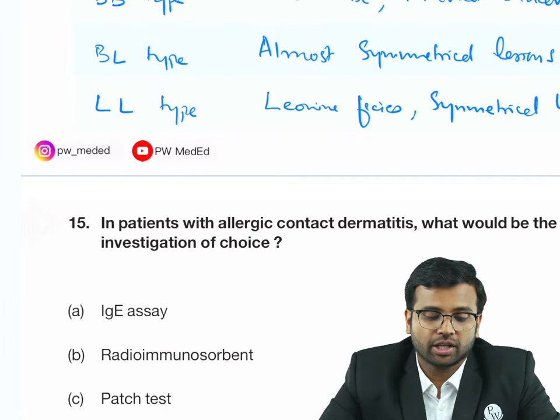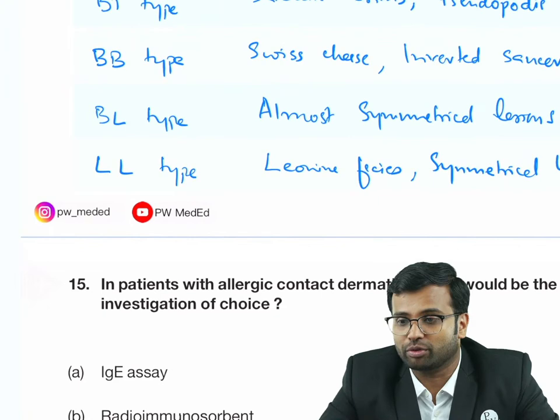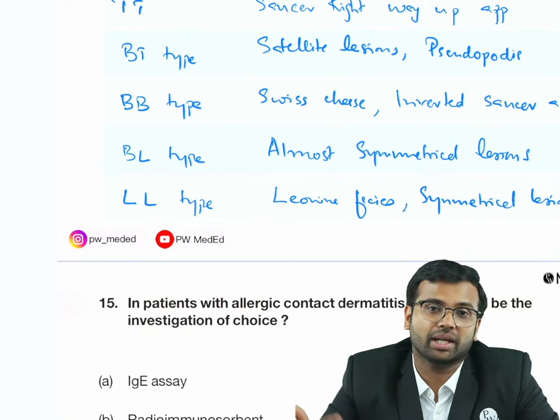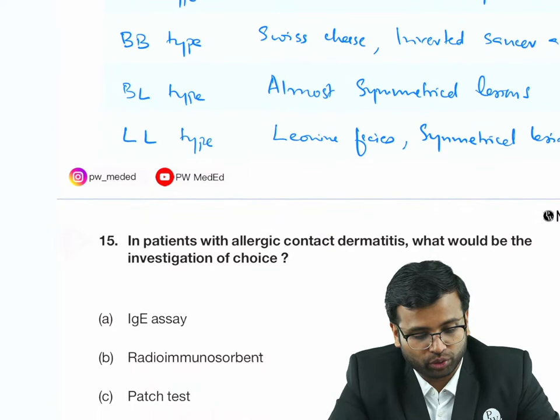So please remember, it's a very important slide, because they always may ask you to identify the type of leprosy based on the lesions. So please make sure that you revise this properly before you go for your exams. Okay. So that is TT, BT, BB, BL, LL. So all these are the various types. So with that, we will now move to the next question.